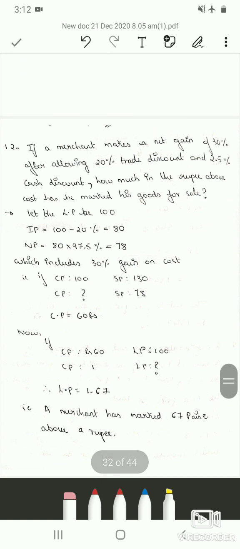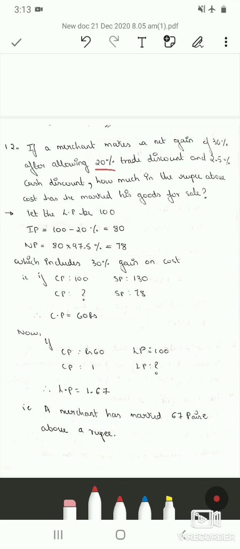So the 12th question is: if a merchant makes a net gain of 30% after allowing 20% trade discount and 2.5% cash discount, how much in the rupee above cost has he marked his goods for sale? So here they have asked us to find out what profit he makes on a rupee above the cost price that he has marked for his goods for sale. So let us assume the list price to be 100 rupees.